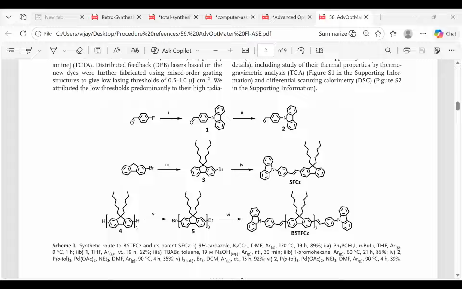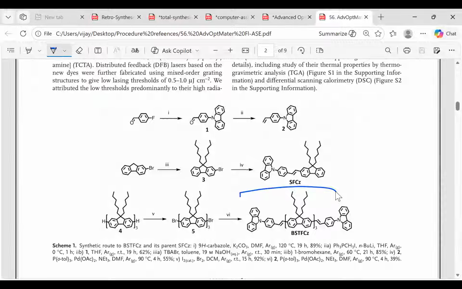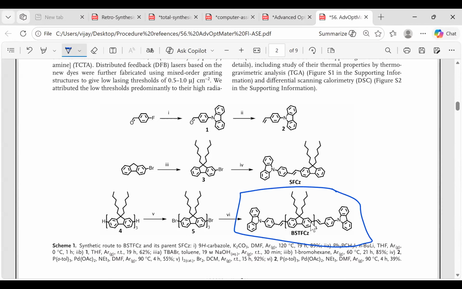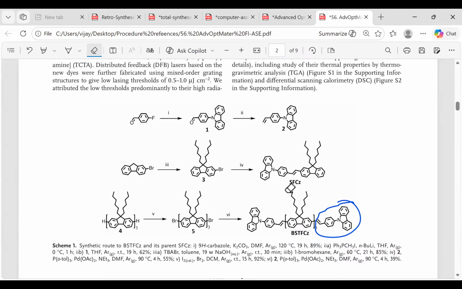So this is one very simple, straightforward synthesis. This was our target molecule. The central linker is the terfluorine. This is the terfluorine linker, and we want to add this type of group on this terfluorine linker. So how have we achieved the synthesis of this molecule?